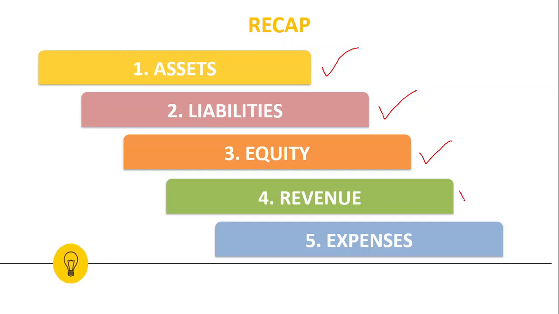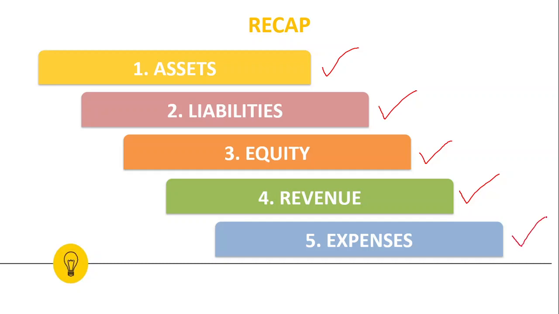Fourth is the revenue, which is the money that you receive from your business, basically by actually doing the business, by selling the goods or services to your customers. So the money or the proceeds that you get from your customers against selling goods or services is termed as revenue. Lastly, we have expenses over here.